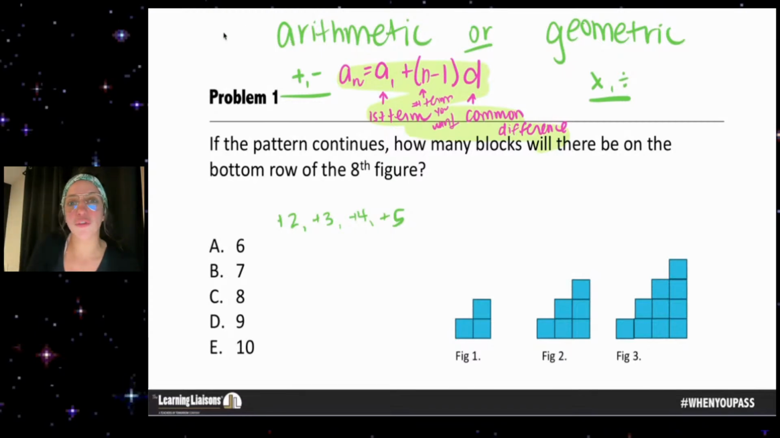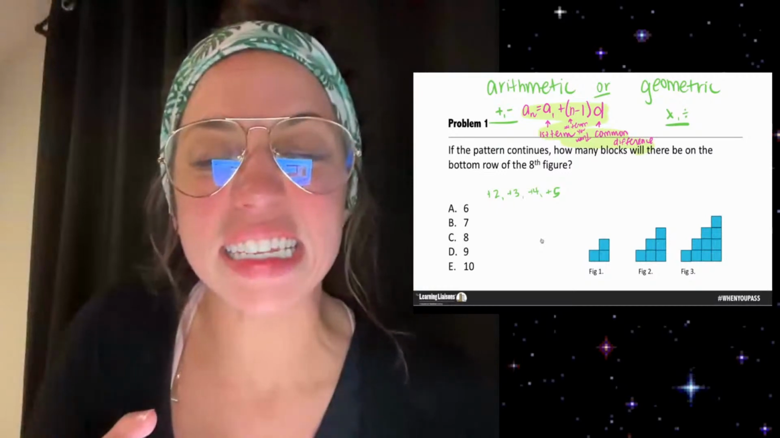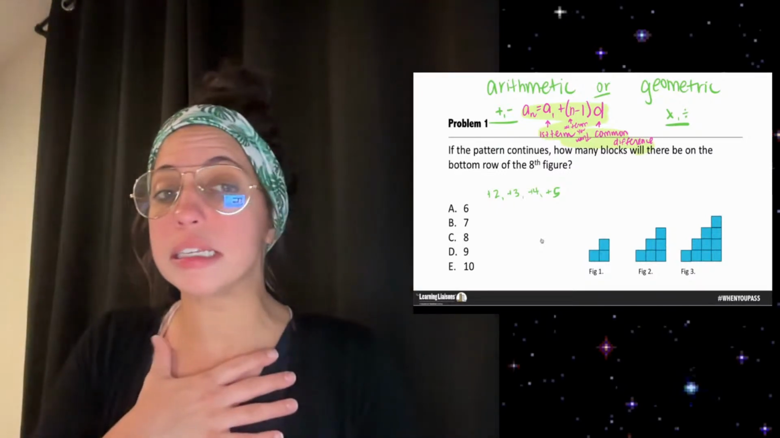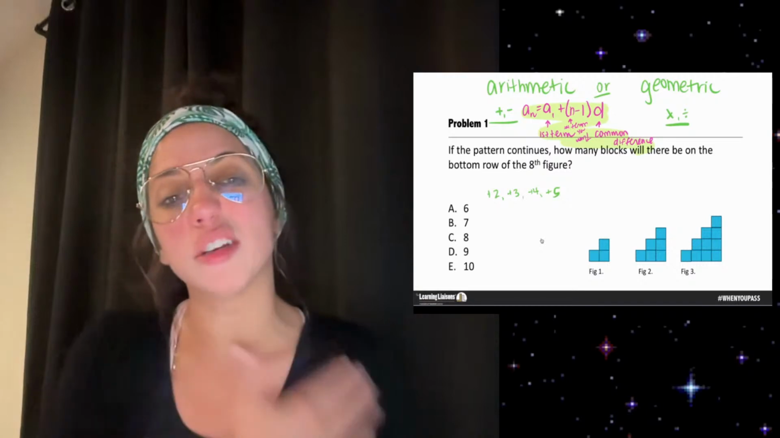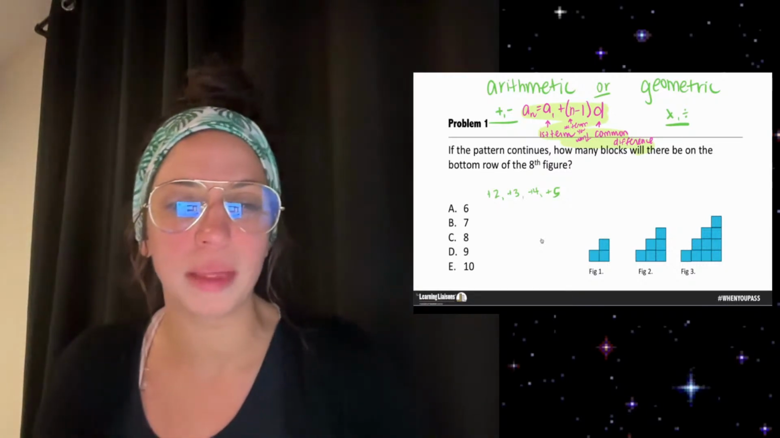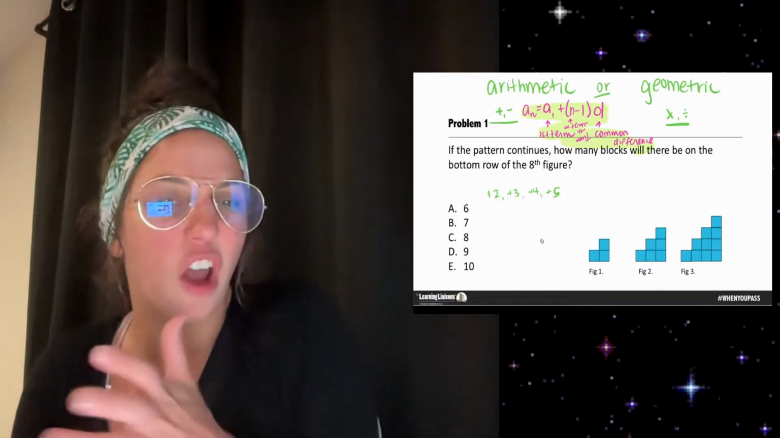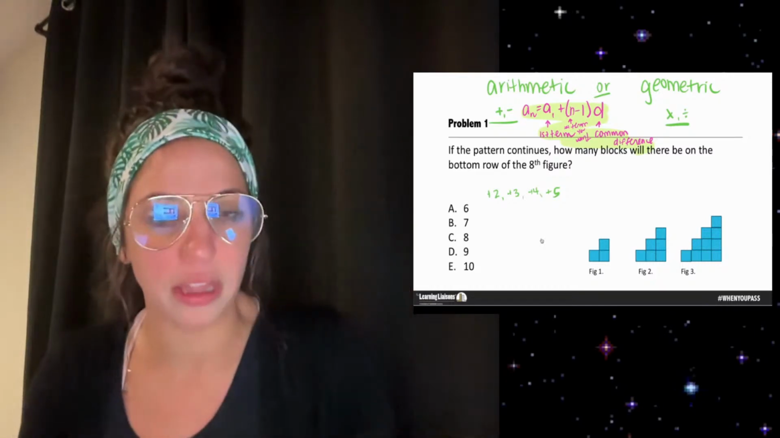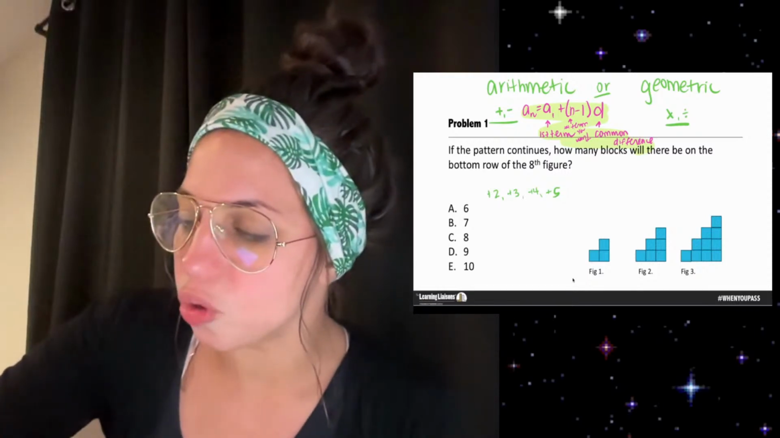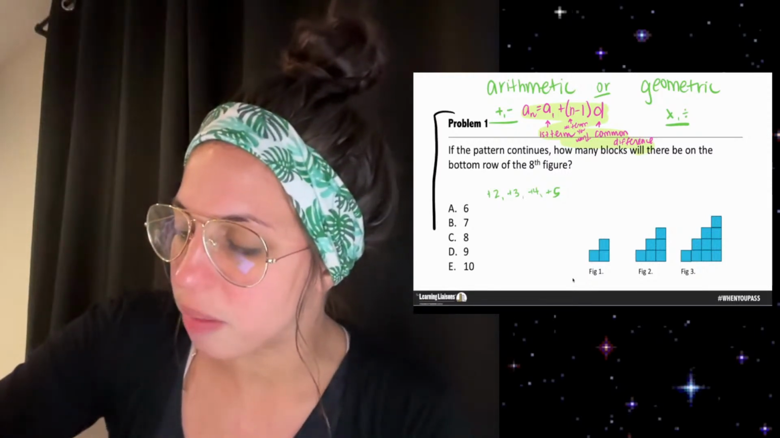But I've got a secret for you. My secret is when I took my tests, now again, you could have a very different test than mine. But when I took my certification tests, I never used the arithmetic or geometric sequence formula. They were always just far enough or close enough that I was able to use the calculator. But back to this problem, right here.